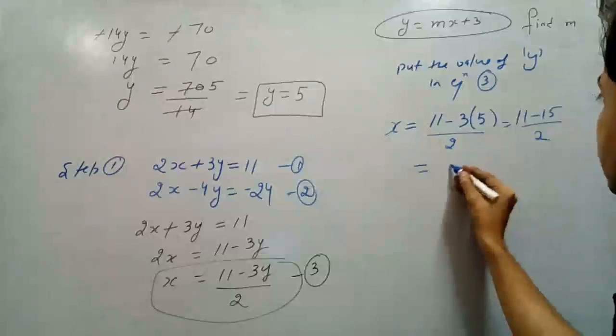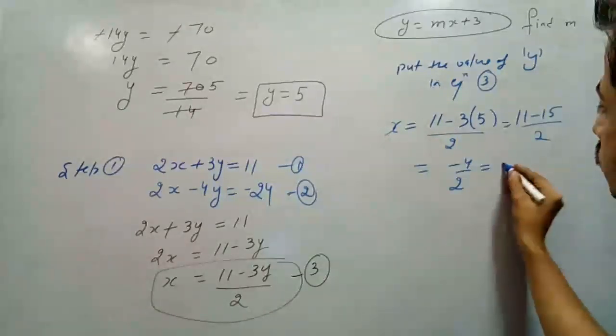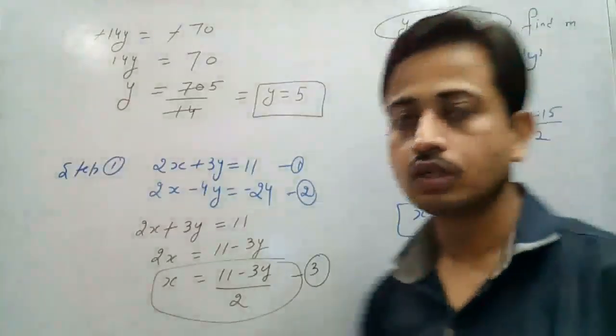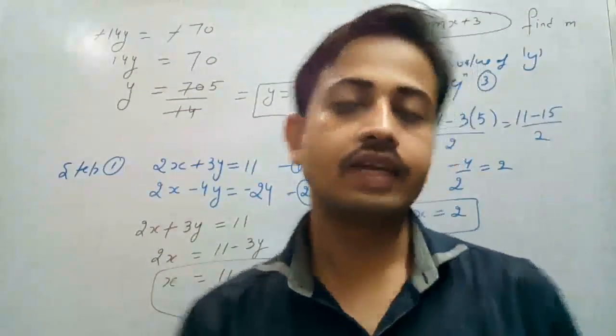So what will we get? Minus 4 by 2, which is equal to 2. So we get x is equal to 2. Now we have the values of y and x.